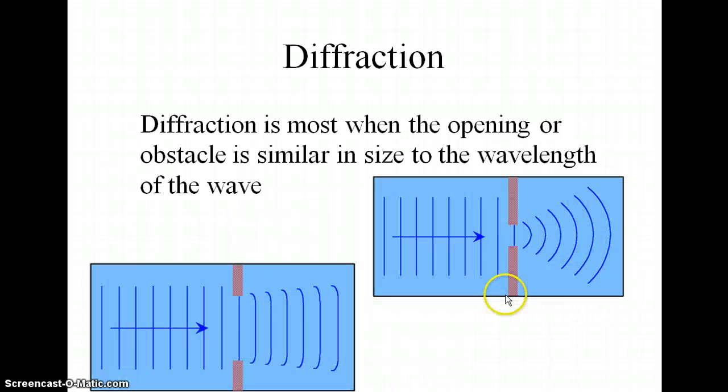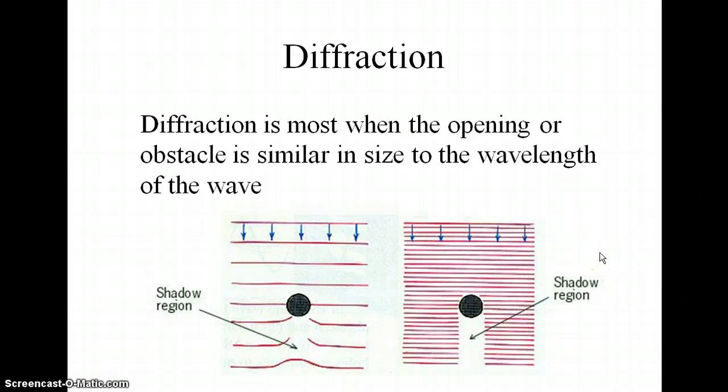Oh, sorry, let's go back. Here we have a gap that's of a similar size to the wavelength. We get a lot of diffraction. Here's another example. You can see waves passing an object here. Because the object is a similar size to the wavelength, by the time the waves have gone a few wavelengths past, they join up again. It's a bit like if you hold a hair up in sunlight, you don't see the shadow. But here, because the object is much bigger than the wavelength, we get that straight edge.